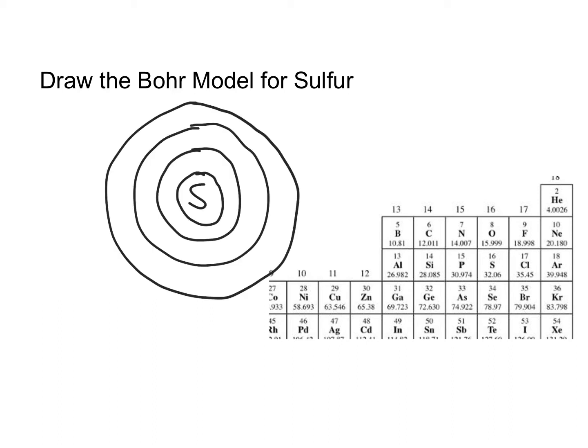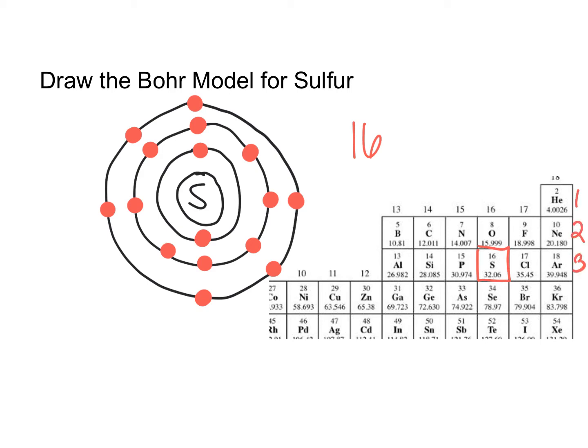Alright, so the first thing that we did is we checked to see the atomic number of sulfur, and we saw that it was 16. So we are going to be drawing 16 electrons. So let's start. 2 in our first orbital, 1, 2. Then we have 8 in our second orbital, 3, 4, 5, 6, 7, 8, 9, 10. And so we have 10. We need 6 more in our third orbital, 1, 2, 3, 4, 5, and 6. And we knew that because sulfur is right here, has 16 electrons, and it's in our 1, 2, 3, third row, so we had 3 energy levels.